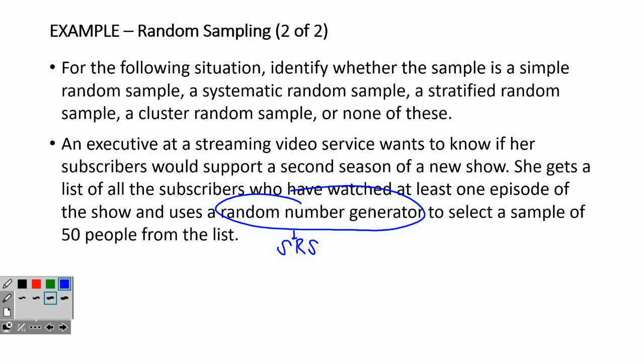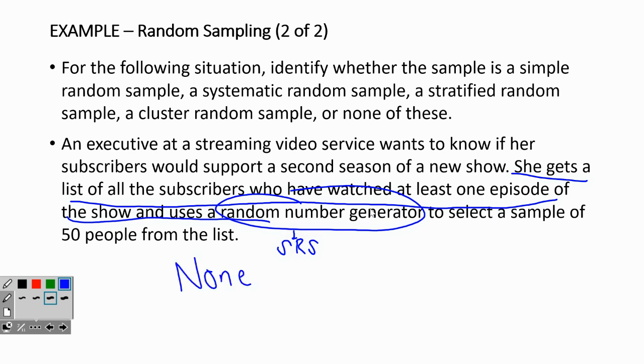When we take a look here, she gets a list of all subscribers who watched at least 1 episode of the show. Technically she had them split up into people that have watched the show and not watched the show. However, the issue with this setup is that she's only surveying the people that have already watched 1 episode of the show. It's kind of like the convenience bias we talked about when you're standing outside the library and asking people, do you like books? So this is an example of poor sampling.